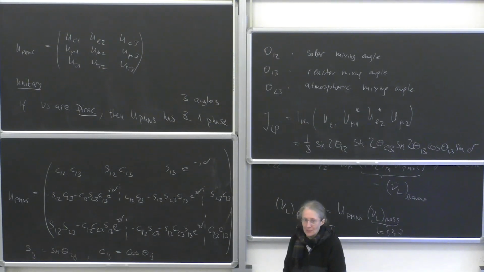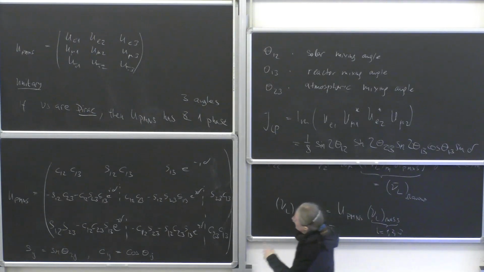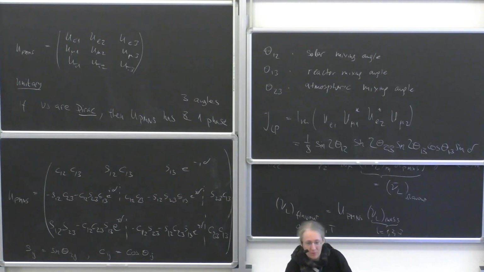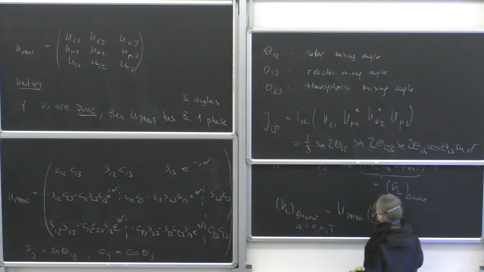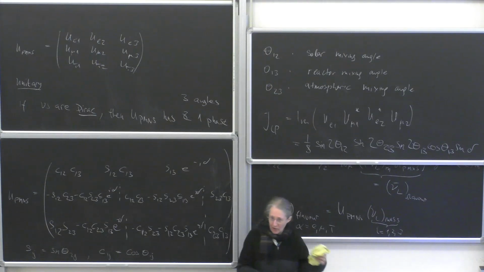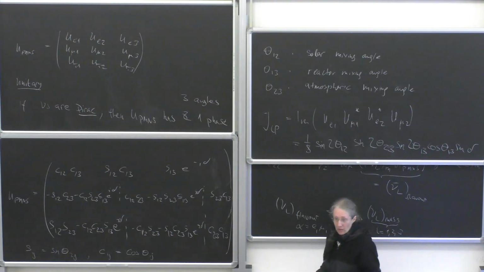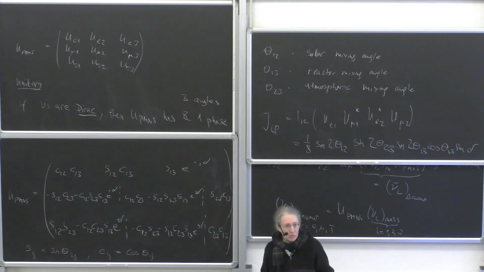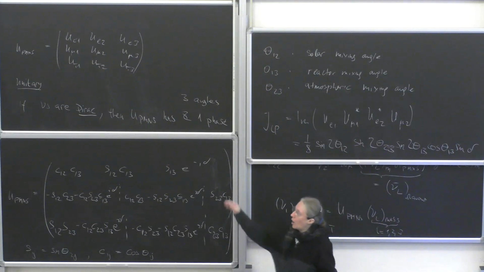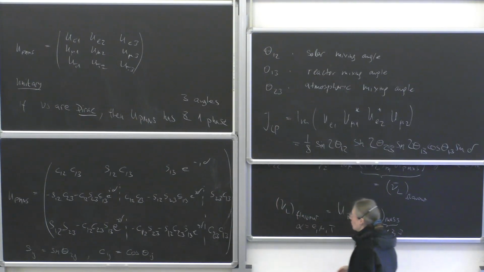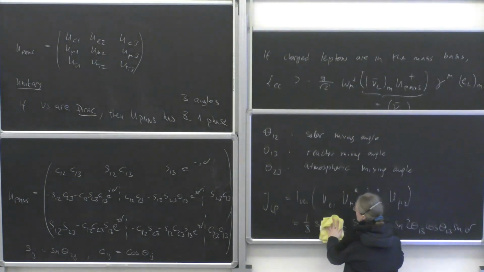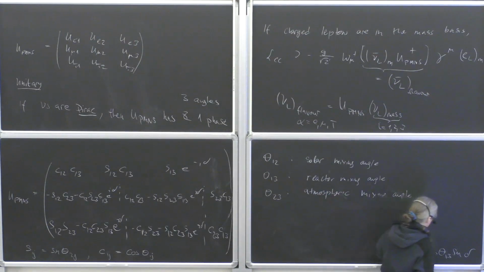Good, so now, what shall we do? I started by saying, if neutrinos are Dirac, then it looks exactly like this. So what happens if neutrinos are Majorana? We come back to the freedom of absorbing phases. If neutrinos are Majorana, I don't have the same power to absorb unphysical phases, and some phases which were unphysical in the case of Dirac neutrinos become physical. So essentially, if neutrinos are Majorana, the matrix looks like this times a phase matrix.